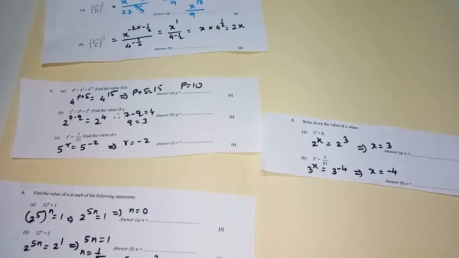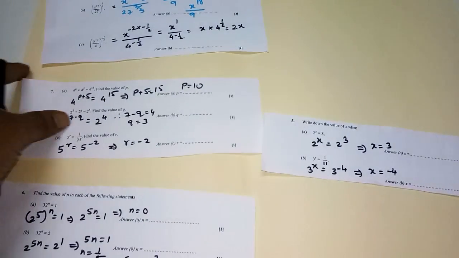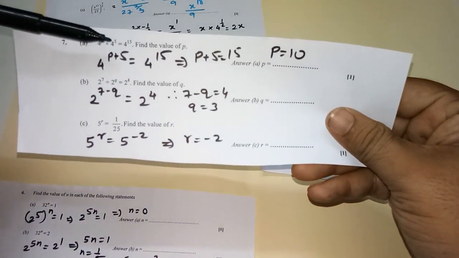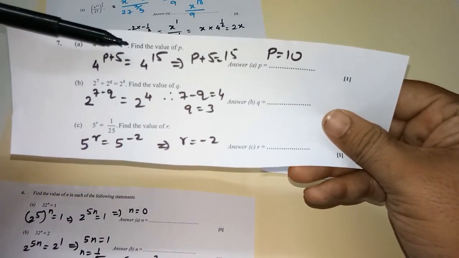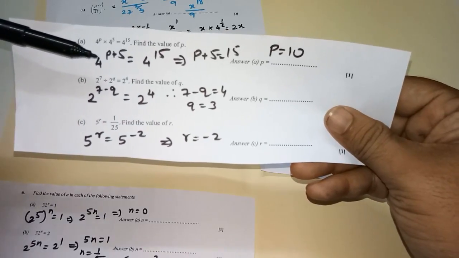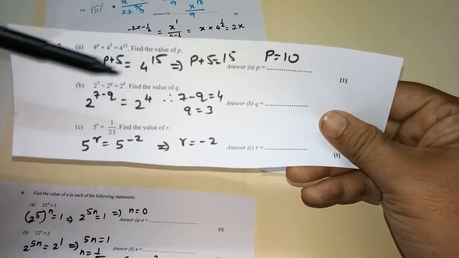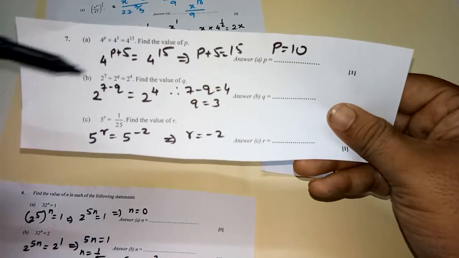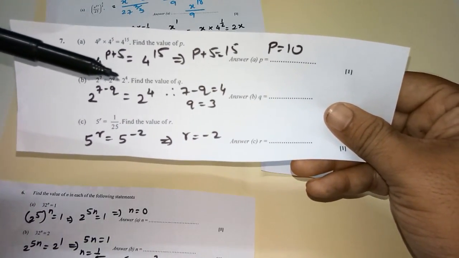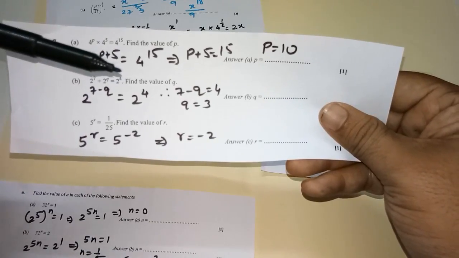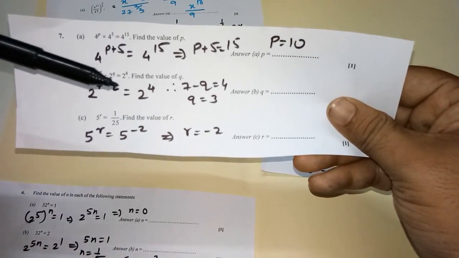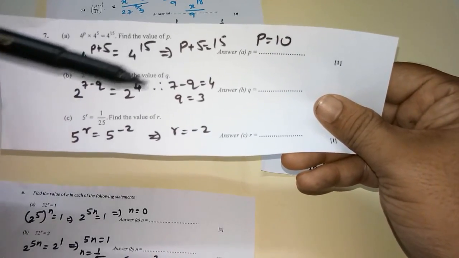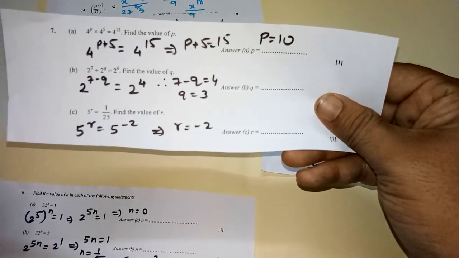Now the second question was 4 to the power p times 4 to the power 5 equals 4 to the power 15. So this is going to become 4 to the power of p plus 5 equals 4 to the power 15. So p plus 5 equals 15, so that gives you p as 10. Here 2 to the power 7 divided by 2 to the power q is equal to 2 to the power 4. So it's going to be 2 to the power 7 minus q equals 2 to the power 4. So 7 minus q is going to be 4. So q is going to be 3.